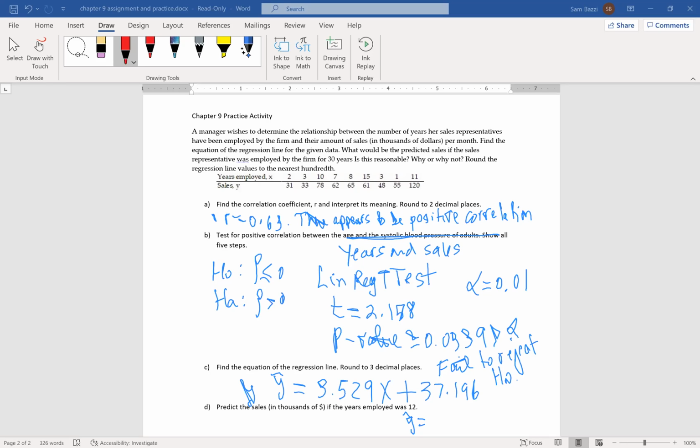So it will be 3.529 times 12 plus 37.196. And what is the answer?